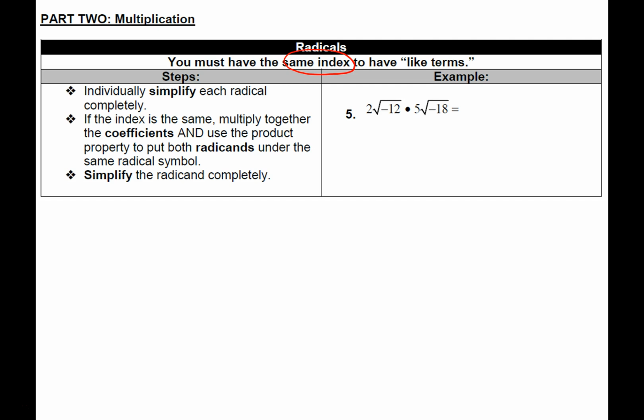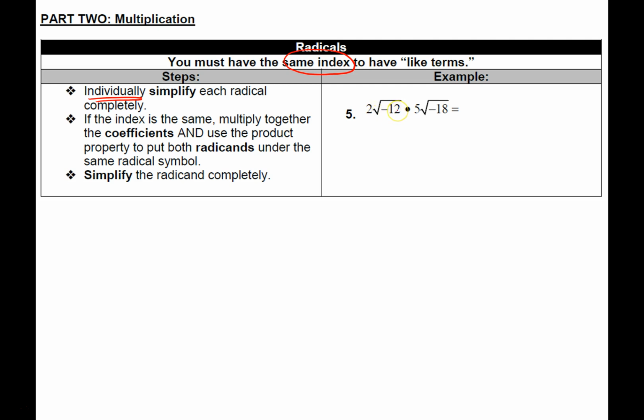So again, we are going to simplify each radical completely individually, then if the index is the same, we're going to multiply the coefficients, and we're going to put the radicands under one radical, and then we're going to simplify that radical completely. All right, so let's do some individual work.